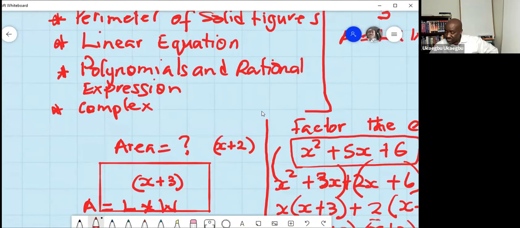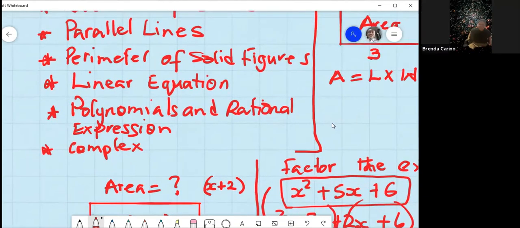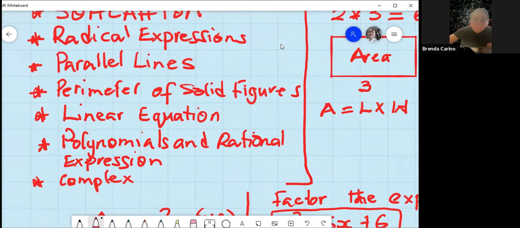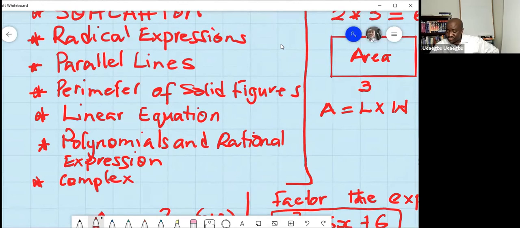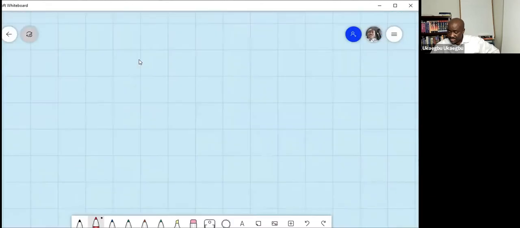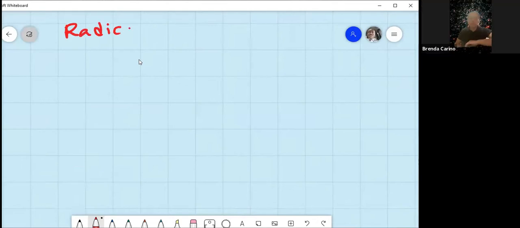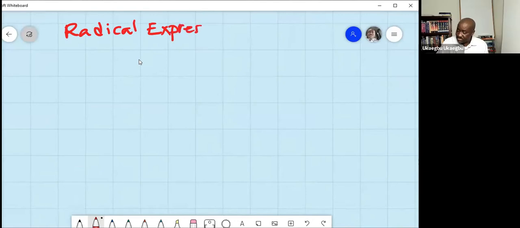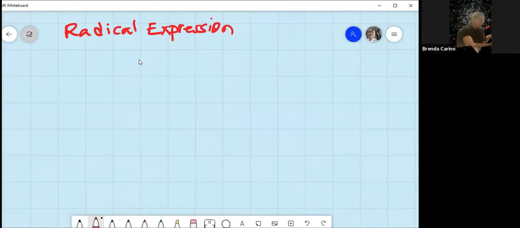Let's do one more topic on this list: radical expressions. So I'm going to open another page and then let's do radical expressions.